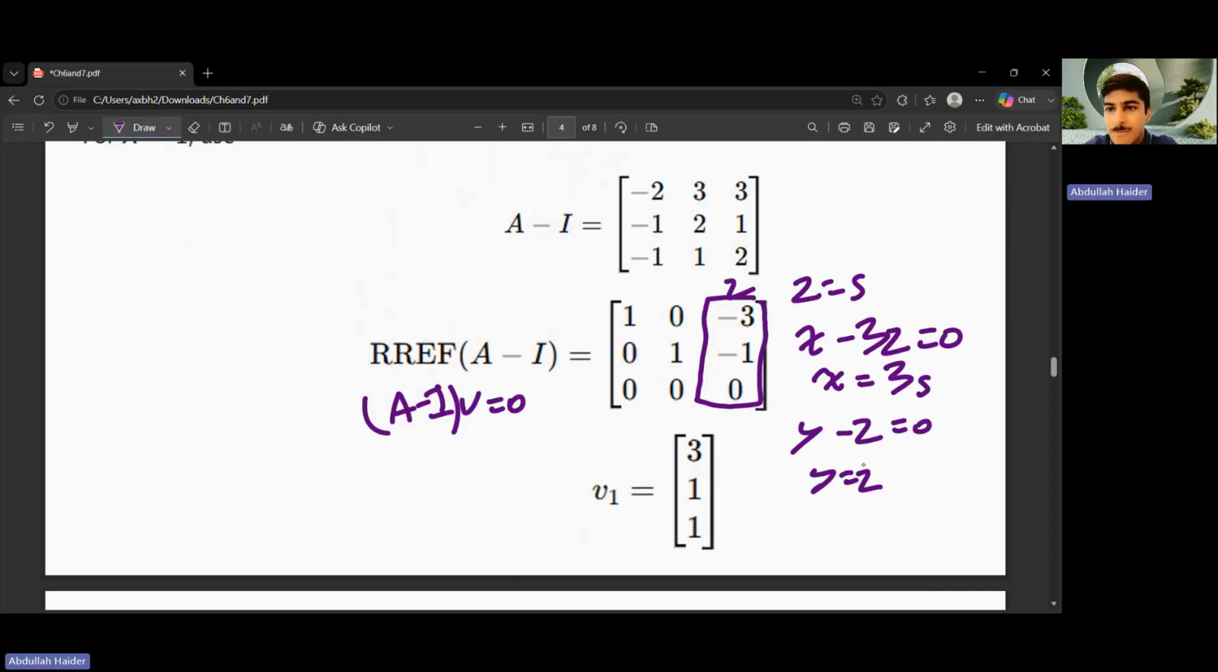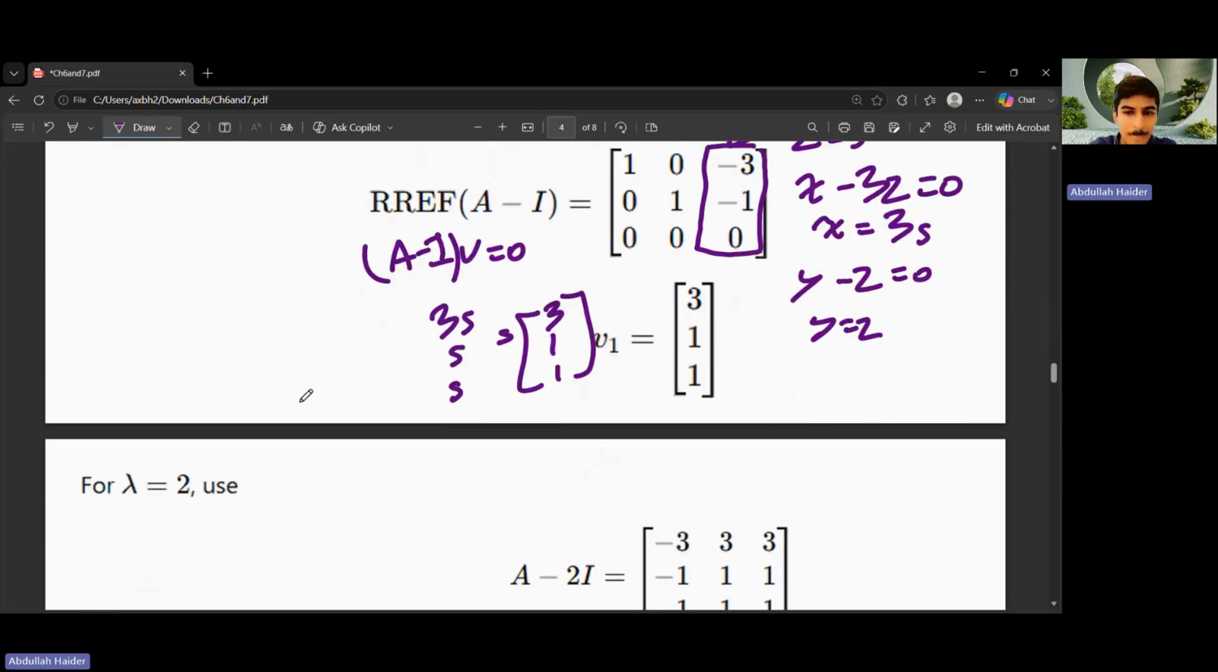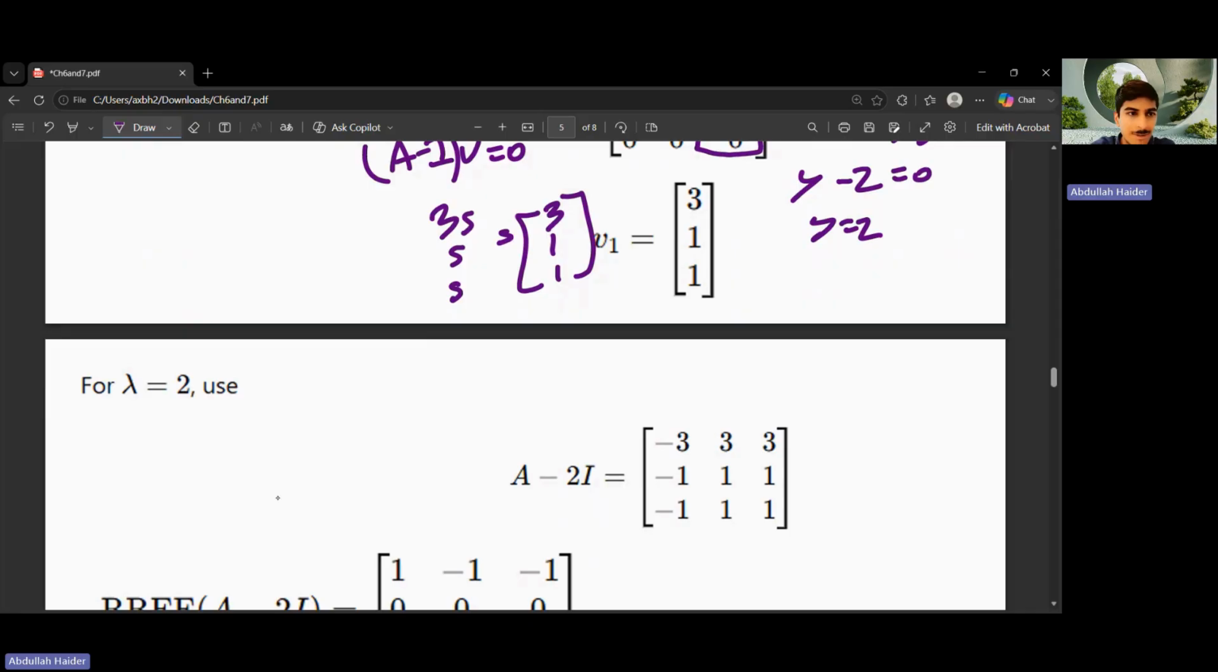So basically you can write this as 3S, and y equals z, which is z equals s, and you take out the s, which is 3, 1, 1. This is how you get your eigenvector. So up till now, everything is normal for lambda equals 1. Now lambda equals 2.